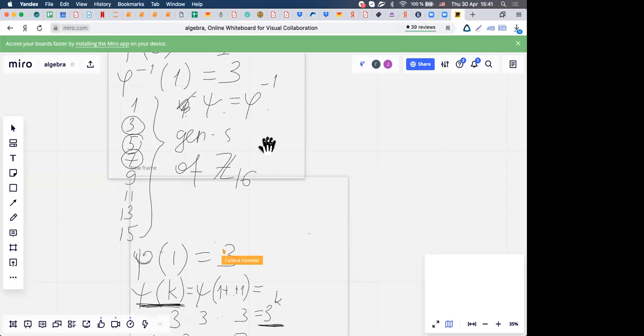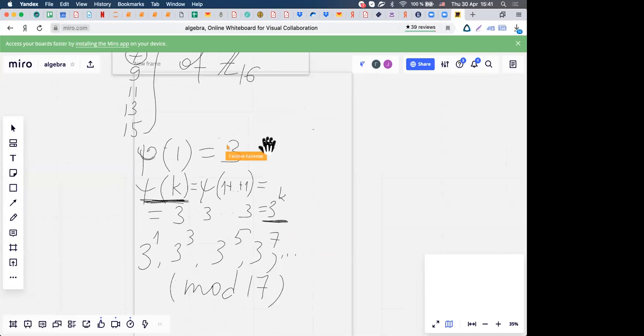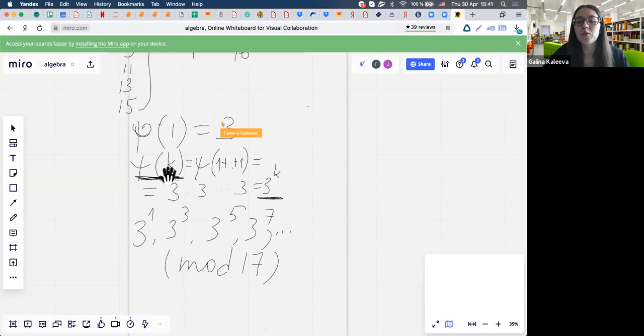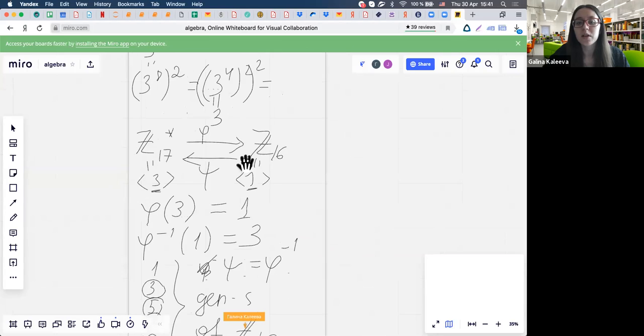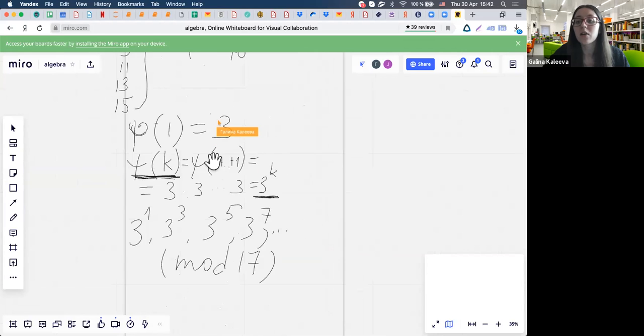Psi of k is 3 in power of k, but how did we get this? This k is an element of the additive group, okay? So psi maps elements of this group Z16 to this one, and it maps the generator 1 to the generator 3. Okay. So and now I use the definition of homomorphism.